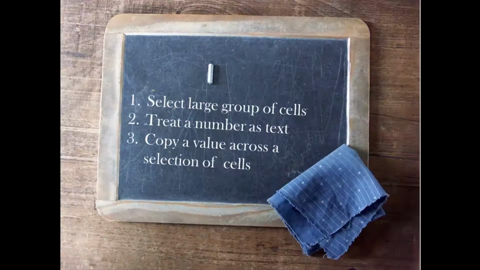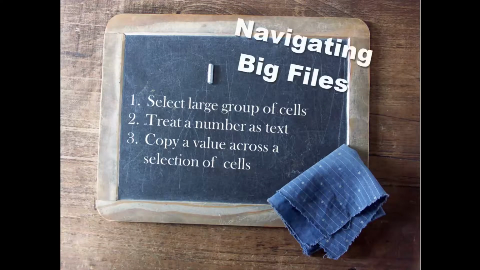In this video, we're going to cover 3 tips for navigating big files in Excel. First, we're going to select a large group of cells. Then we're going to treat a number as text. And last, we're going to copy a value across a selection of cells. Are you ready? Let's jump into it.